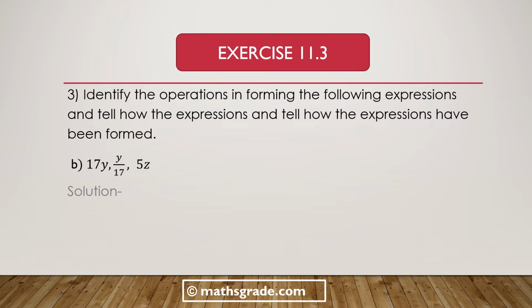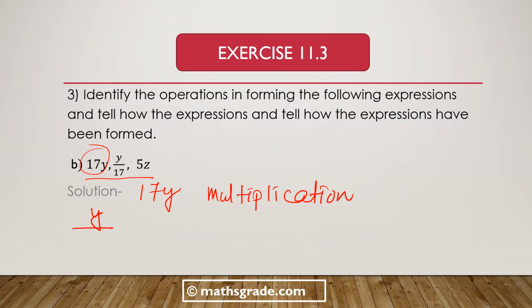Now second bit B, 17y, y divided by 17 and 5z. These are the algebraic expressions given, and we have to identify the operations in forming the following expressions and tell how the expressions have been formed. 17y. This is the algebraic expression where 17 is the constant and y is the variable, and 17y is formed with multiplication, multiplying the constant 17 with the variable y. Multiplication operation performed.